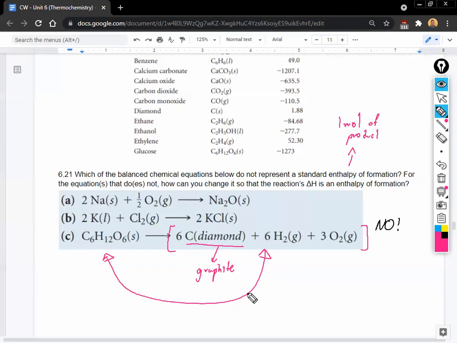Are there other elements besides carbon that have a different graphite type? Yes, there are.